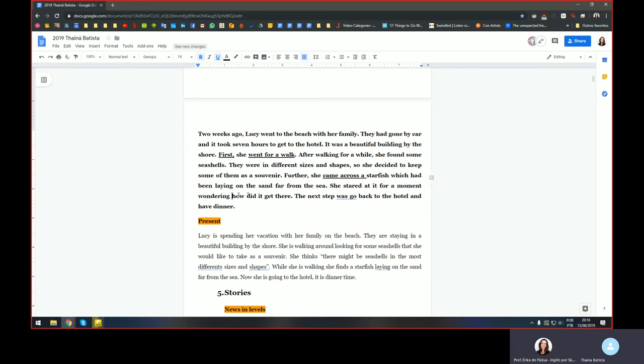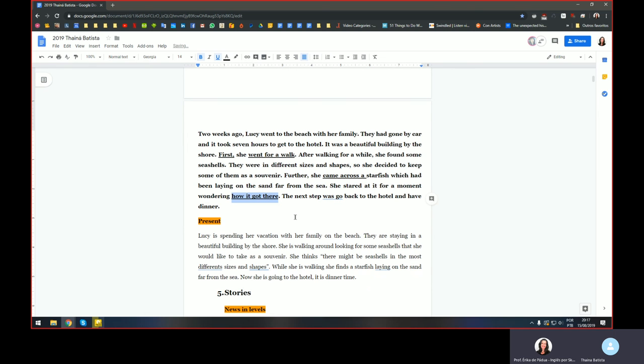This is interesting, because here you're used to using a question word and making the inversion, did it get? But this can only be done in a question, and here it's not a question, right? So how can we fix this? Do you know? How it got there. Yes, there you go. How it got there, okay? Because it's not a question, so you keep the same order as the affirmative.